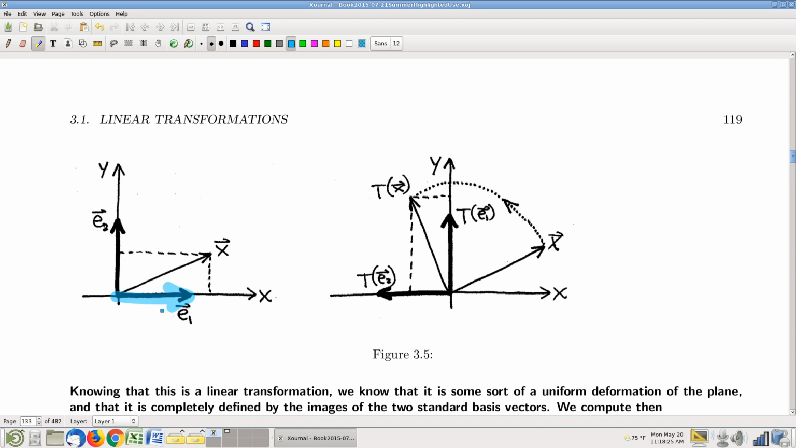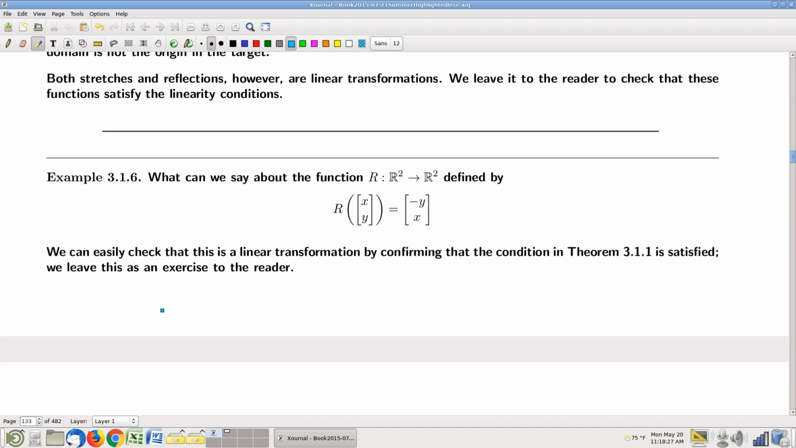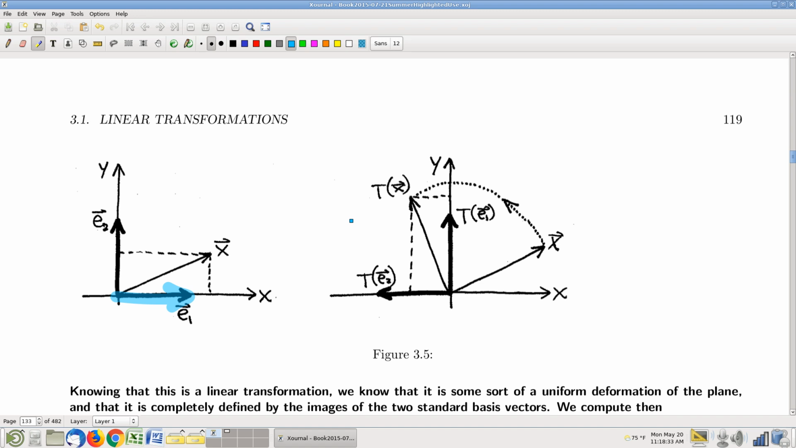E1, plug in 1 0 into there, and you can see the output is 0 1. Likewise, plug in 0 1, and you can see the output is negative 1 0. So green to green, blue to blue, those two vectors got rotated.